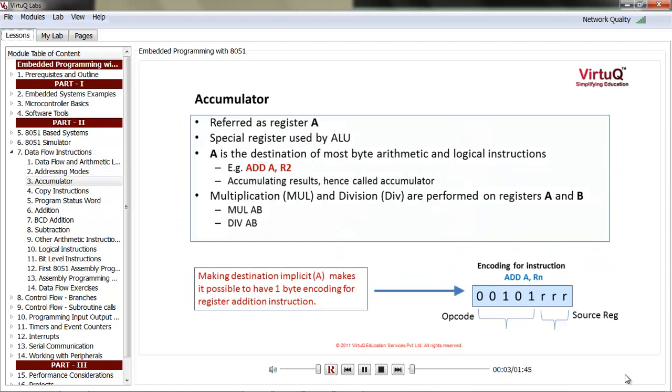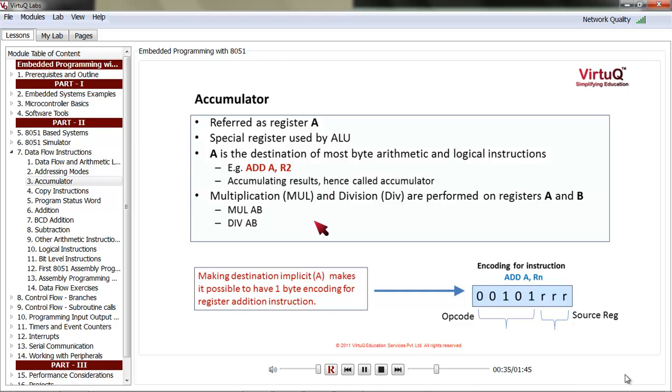Accumulator is a special register used by the arithmetic logic unit. It is referred to as register A, and this is the destination of most of the byte arithmetic and logical instructions. For example, addition instruction or subtraction instruction or multiplication. So all these instructions have the destination as accumulator. This register accumulates the result. That is why it is called accumulator.